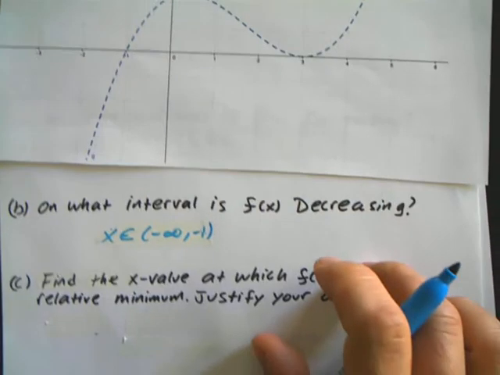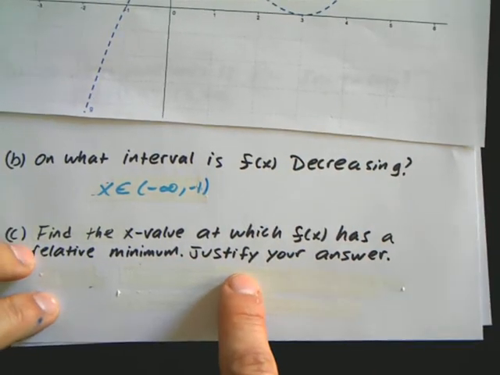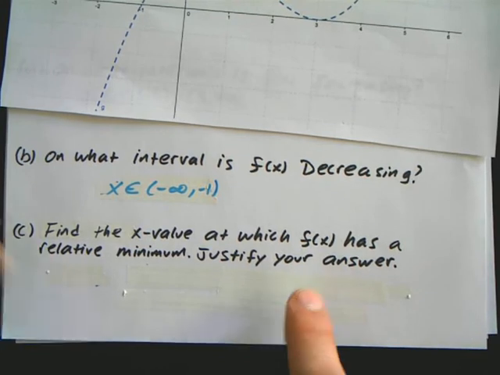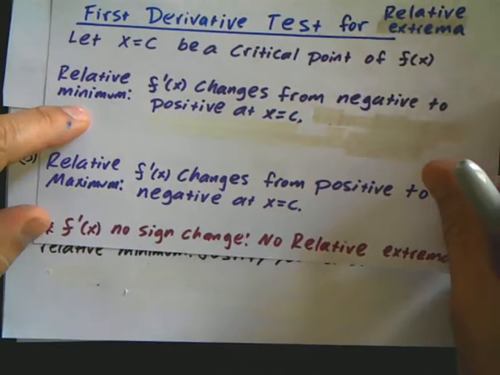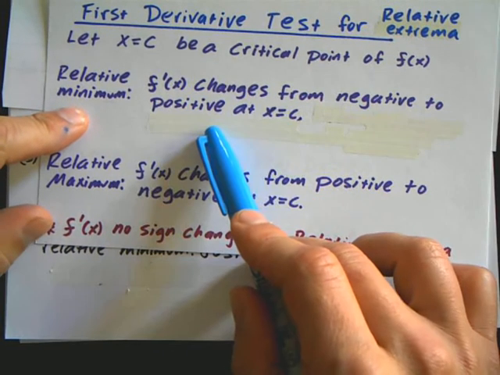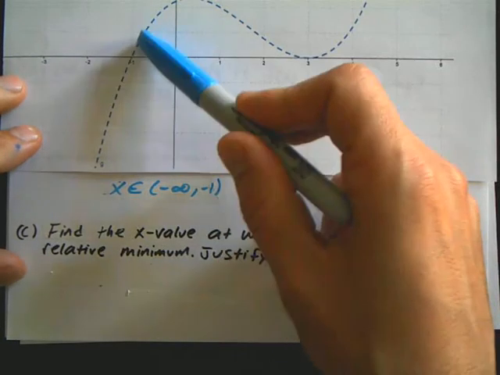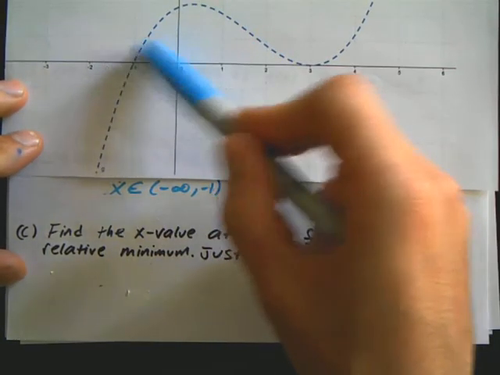Part C, find the x value at which f would have a relative minimum. Then I have to justify or explain my answer. Based on the first derivative test, a minimum is going to occur whenever the derivative changes from negative to positive. So I'm looking for where this graph has a negative to positive sign change, and that's going to be at -1.